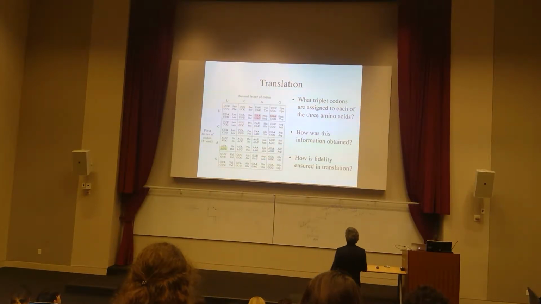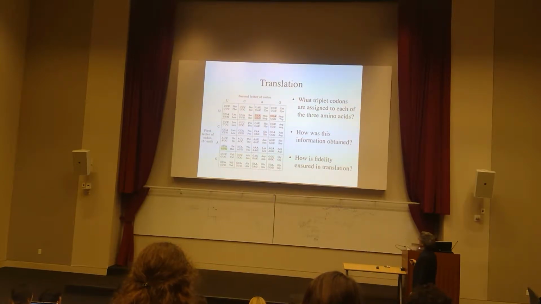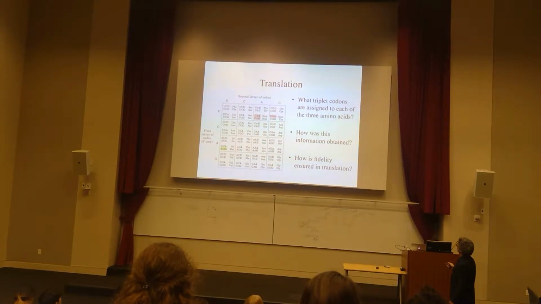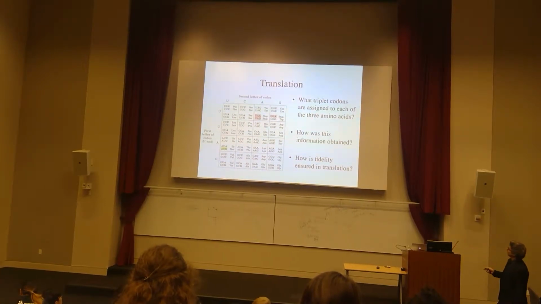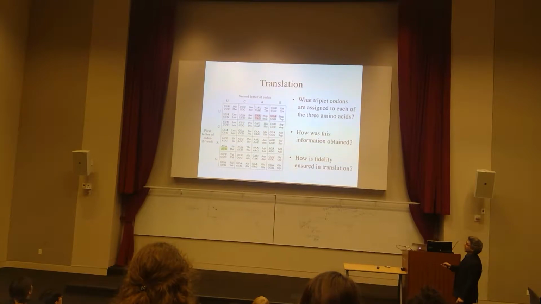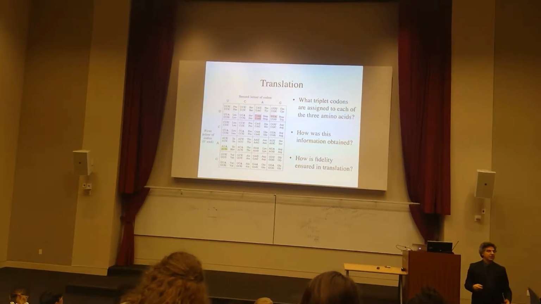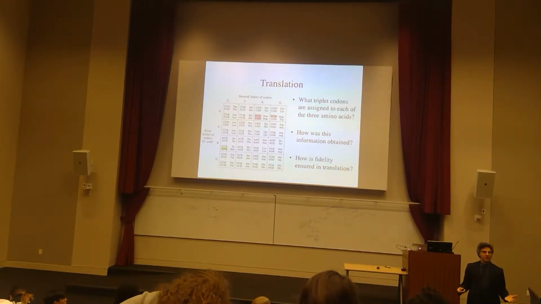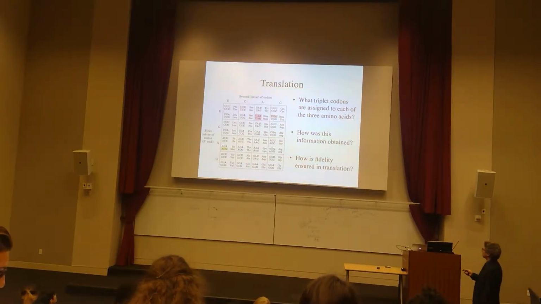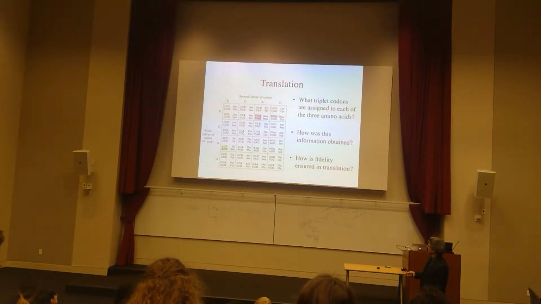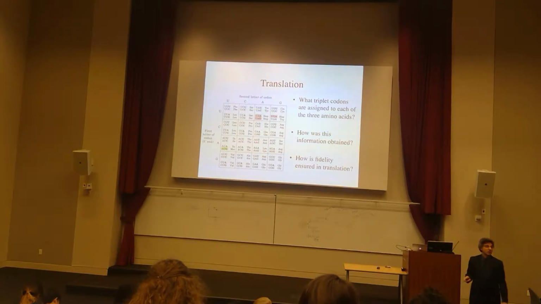So here's our genetic code. And one of the things that we can ask you is what triplet codons are assigned to each of the 20 amino acids. We're not going to ask you to memorize this table. We're going to ask you to work with it. We're happy to give it to you. You might want to know that UGA is a common stop codon or something like that. You should probably know that AUG is the start codon.